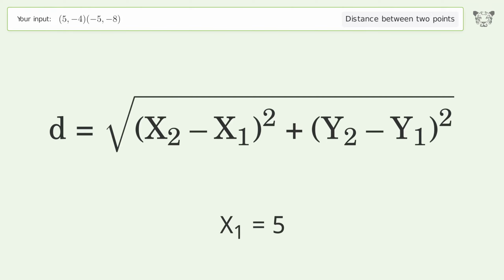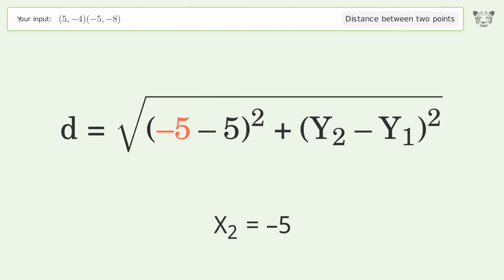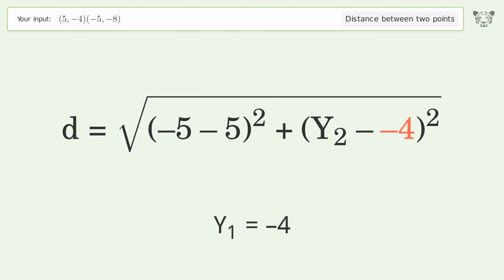x1 equals 5. x2 equals -5. y1 equals -4. y2 equals -8.